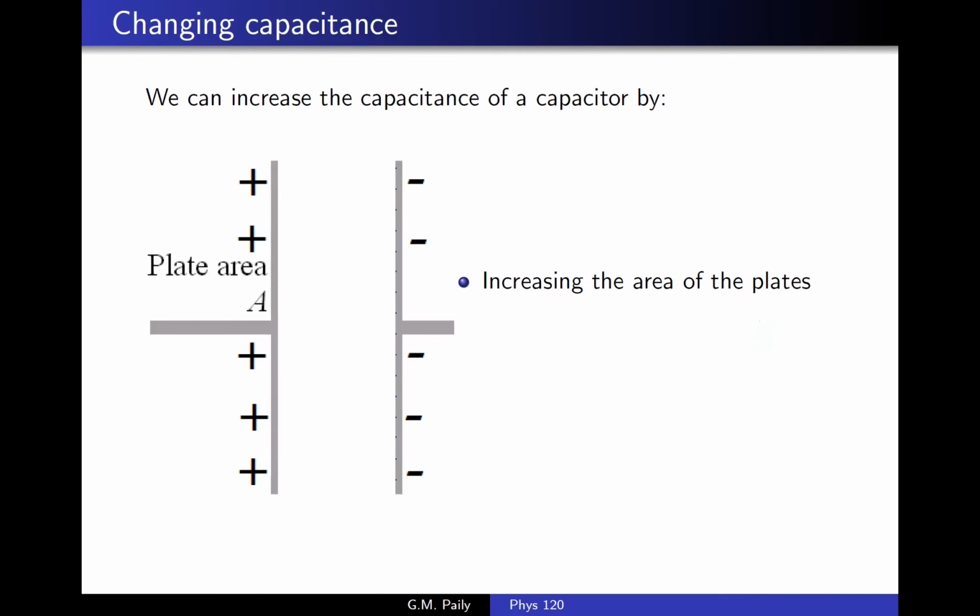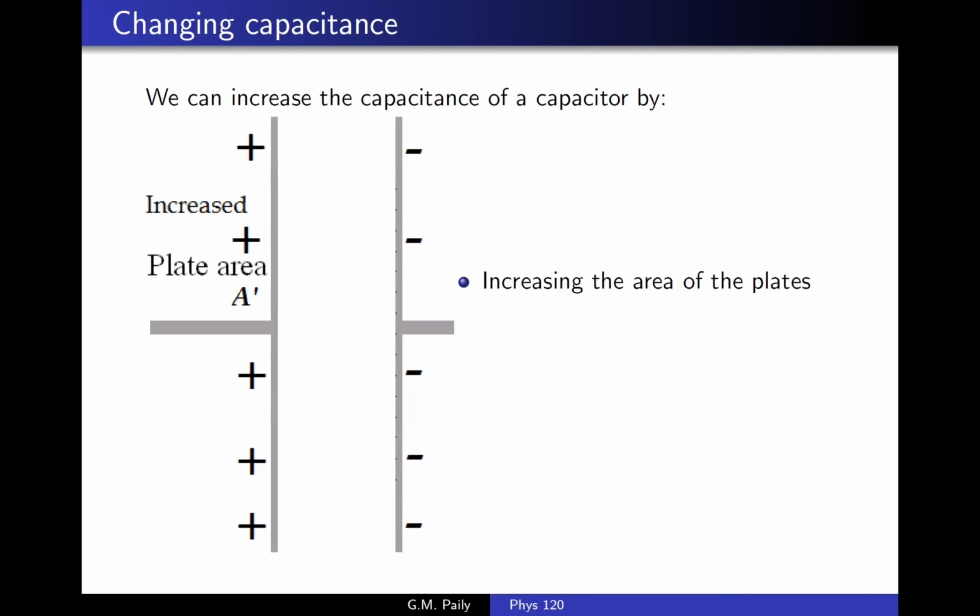We have seen that it depends only on the geometry of the plates. How large are the plates? How close are they together? What shape are they? And so on. We have seen already from the formulas that we can increase the capacitance by increasing the plate area. And thinking in terms of Q over delta V, this makes sense because the larger the plates, the more charge they can store for a given potential difference. So increasing the plates allows you to store more charge for the same potential difference. That increases the ratio of Q over delta V, and so it increases the capacitance.